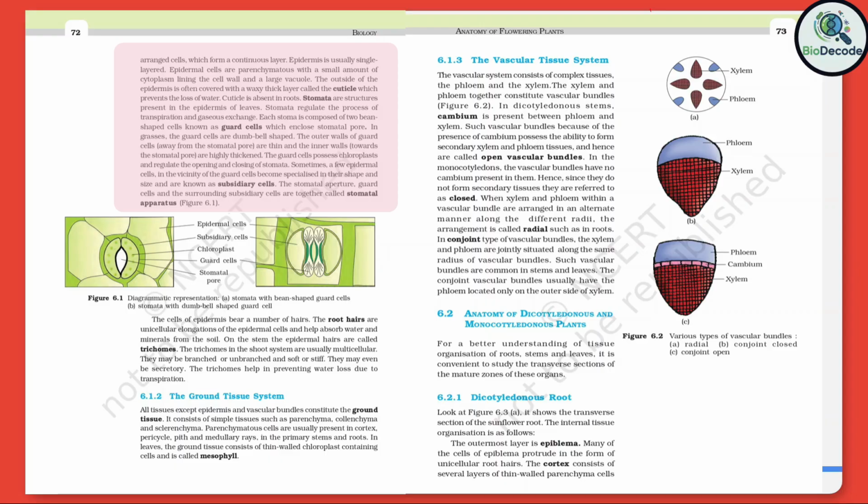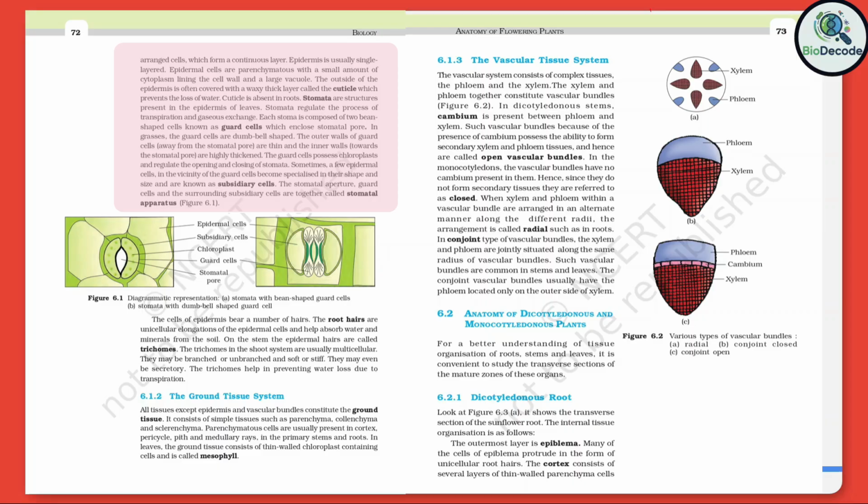The outside of the epidermis is often covered with a waxy, thick layer called the cuticle, which prevents the loss of water. Cuticle is absent in roots. Stomata are structures present in the epidermis of leaves. They regulate the processes of transpiration and gaseous exchange. Each stoma is composed of 2 bean-shaped cells known as guard cells, which enclose a stomatal pore. In grasses, the guard cells are dumbbell-shaped.